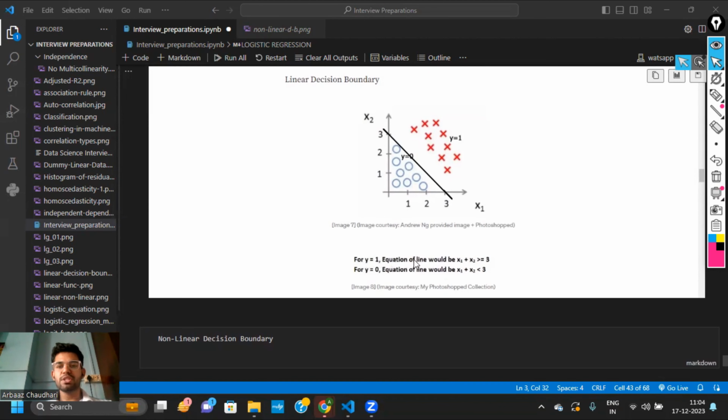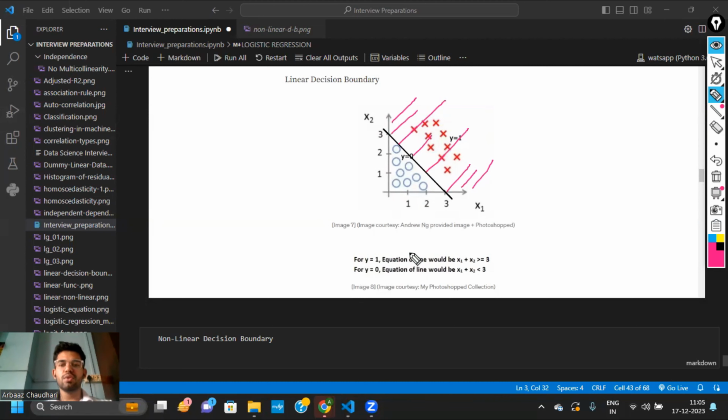For y is equal to 1, the equation of the line would be x1 plus x2 greater than or equal to 3. This is our x1 and this is our x2. So x1 plus x2 greater than or equal to 3 means all these data points should be 1. I am showing you how to read this.